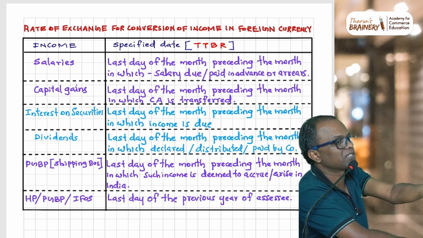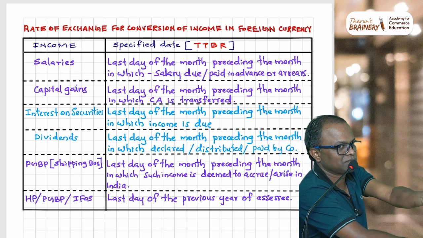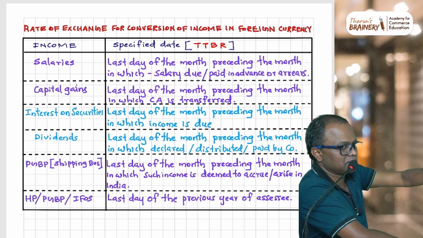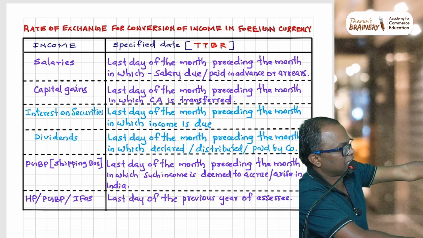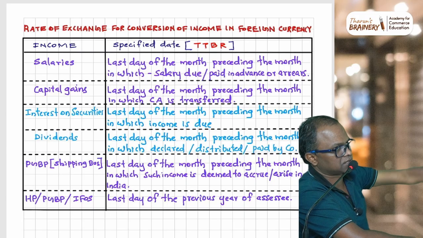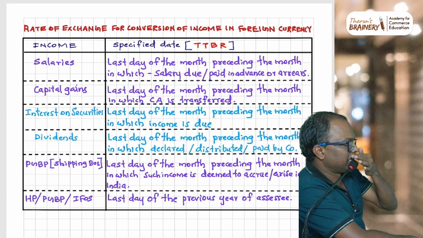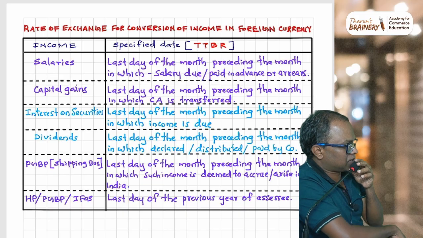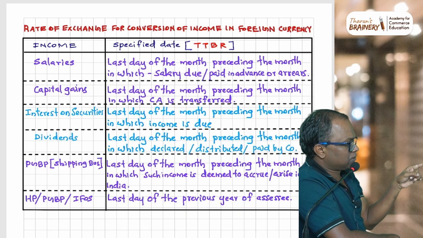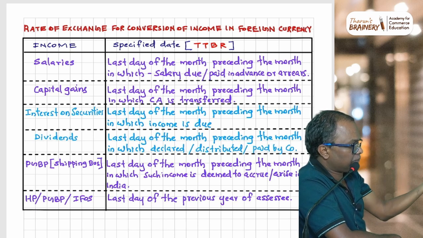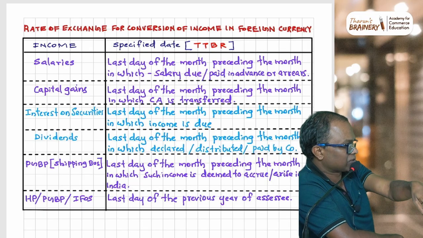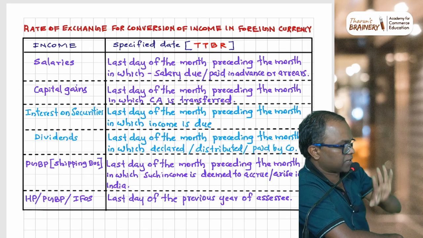In this question, there is no foreign salary, only Indian salary, so no problem. Capital gain: in this question, there is foreign capital gain. Same, but with a small difference: the rate is of the last day of the month preceding the month in which the capital asset is transferred. Then interest on securities, also the last day of the month preceding the month in which the income is due. Dividend, last day of the month preceding the month in which it is declared, distributed or paid. In this question, foreign dividend and foreign capital gain are there.